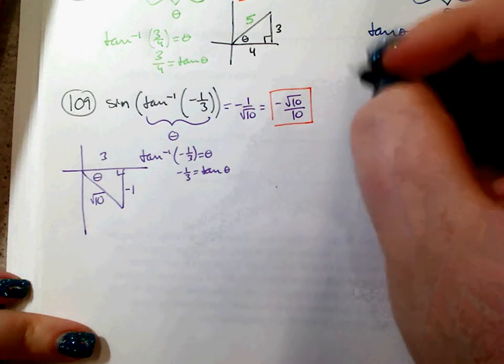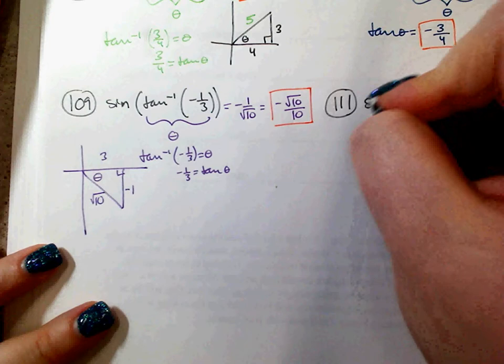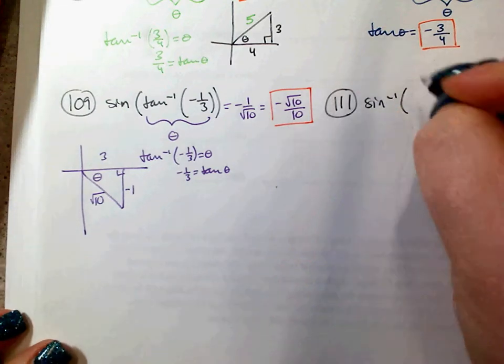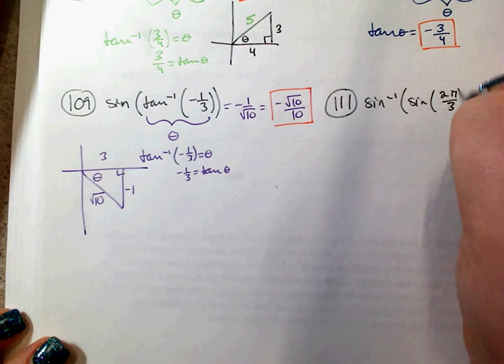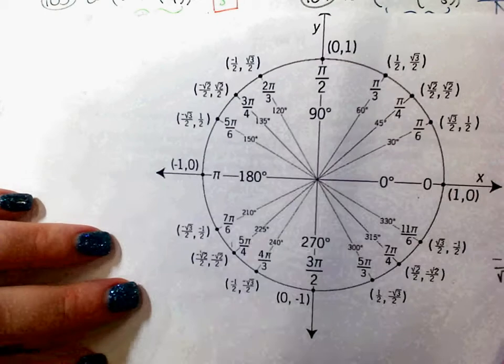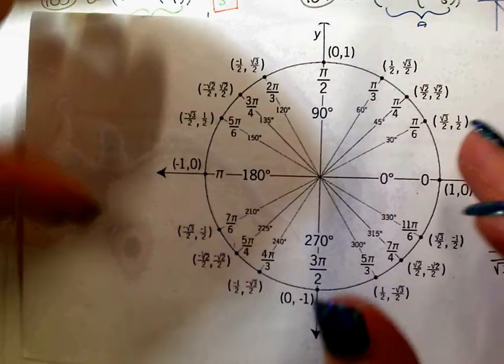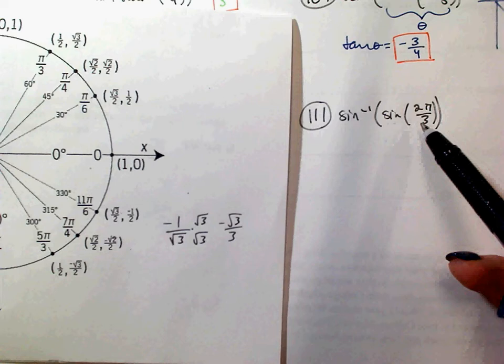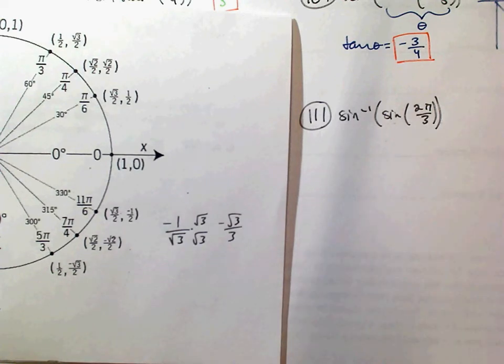111. Sine inverse of sine of 2 pi over 3. If you look at your unit circle, 2 pi over 3 is right here, which is out of the bounds for where sine inverse exists. If it had been something like pi over 3, then I could have just canceled these out. The answer is pi over 3. As it is, I'm going to have to go ahead and evaluate the expression.